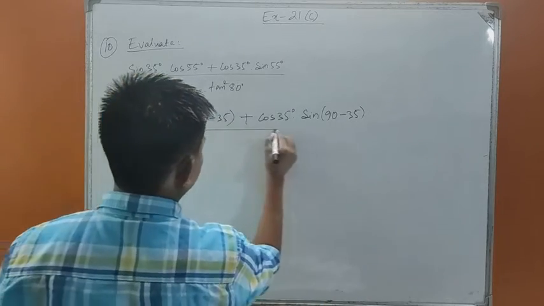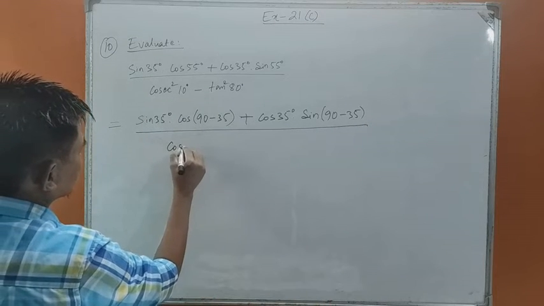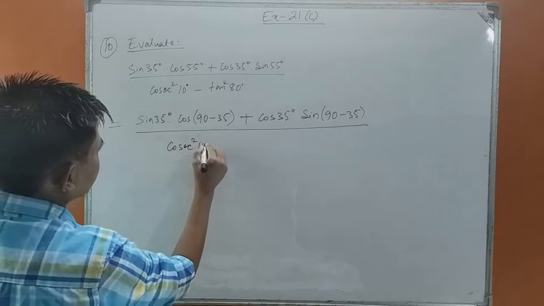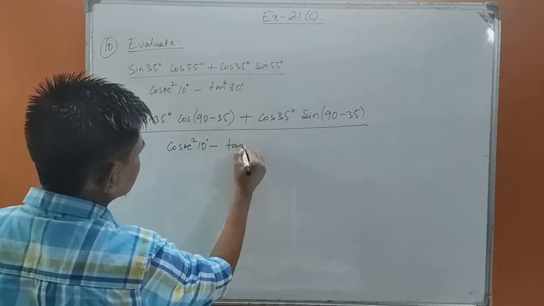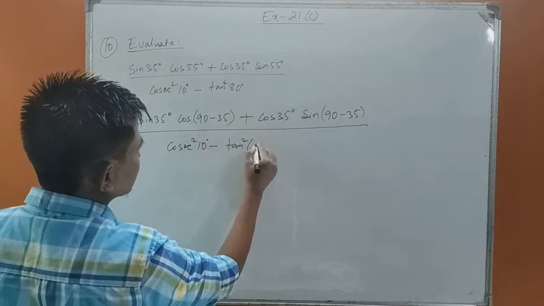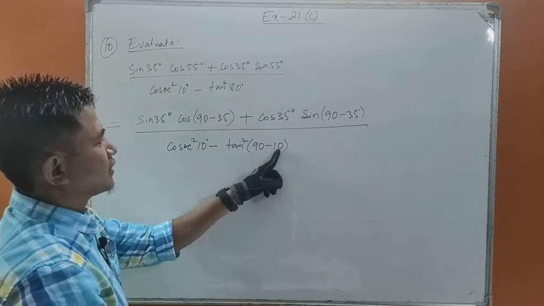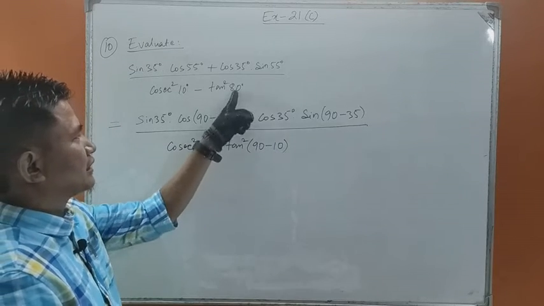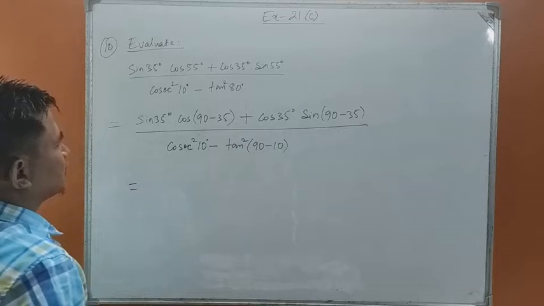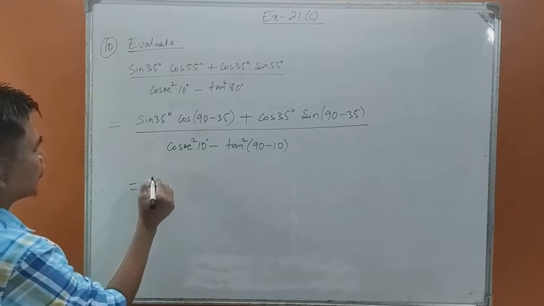So in the denominator we have cosec square 10 degree, cosec square 10 degree minus tan square 80 degree. So tan square 80 means 90 minus 10. 90 minus 10 gives us 80, isn't it? 90 minus 10 is 80. So we know that cos 90 minus theta is sin theta. We are going to use that formula.